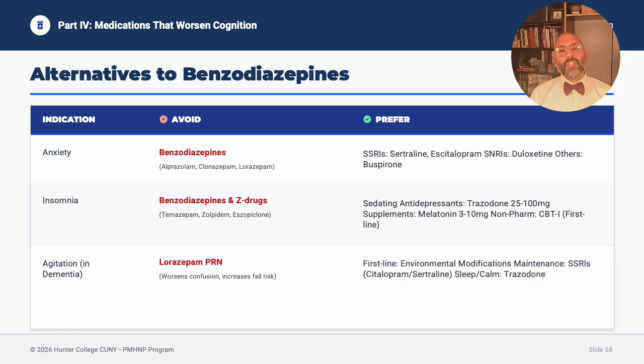And for agitation in dementia, lorazepam PRN is a common but harmful reflex. It worsens confusion and falls. So you want to start with environmental modifications. If you need maintenance, an SSRI like citalopram or sertraline. For sleep and calming, trazodone is good for that. So the theme is treating drivers, not sedating symptoms.